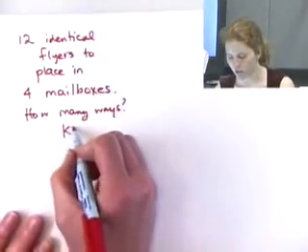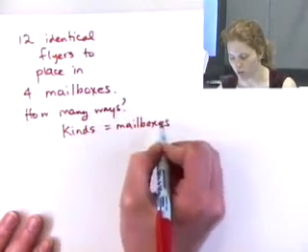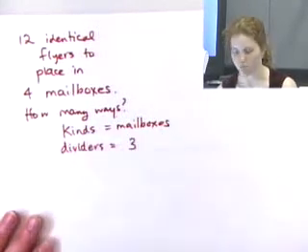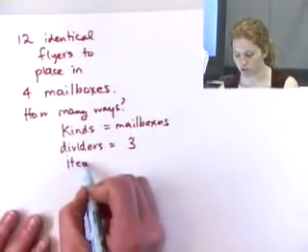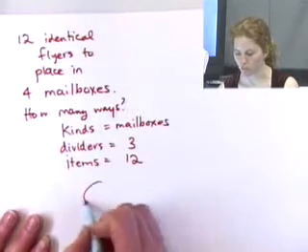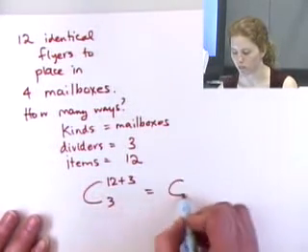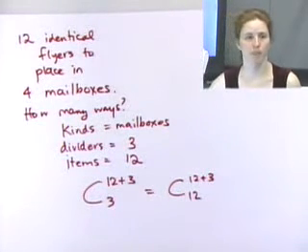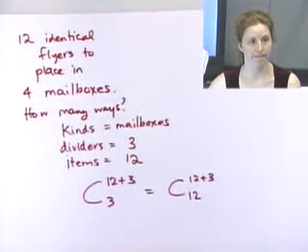So kinds is mailboxes. How many dividers are there? 3. That's right, there are 3 of them. And how many items? 12. So the solution to this problem is 12 plus 3, choose 3, or choose 12. And since we can recognize that as we're reading through the problem, that could be the answer on the test, just right out. Absolutely, this is a correct answer.